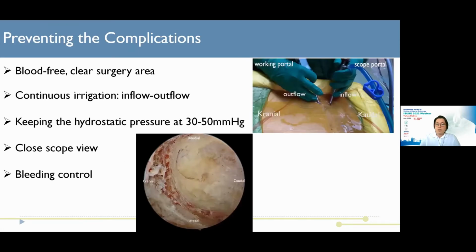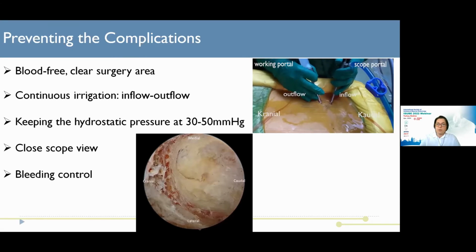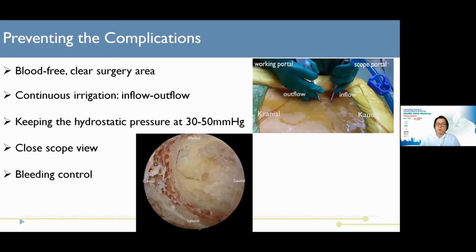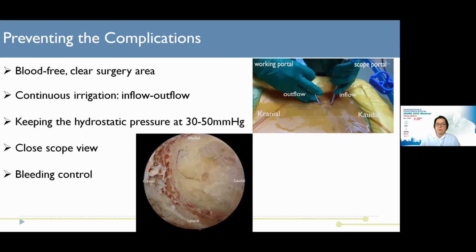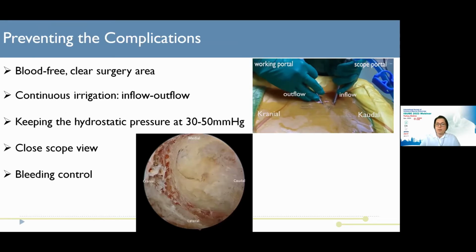To have a successful surgery and avoid complications, we need to follow these important tips. First of all, the working area must be free of blood and clear. For this, there must be a continuous water circulation in optimal hydrostatic pressure. It also prevents bleeding in the surgery area. If we move the endoscope deeper, that is closer to the pathology, we can have a clearer vision.